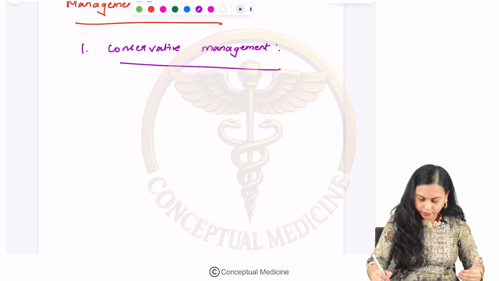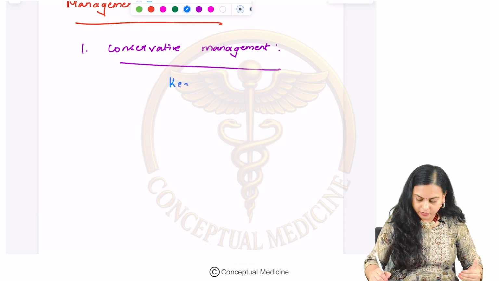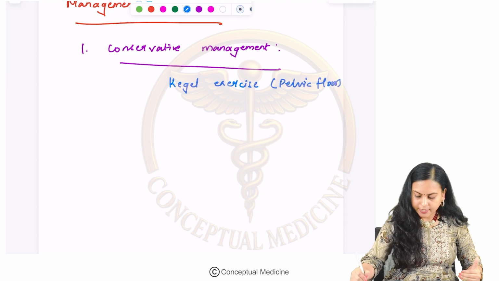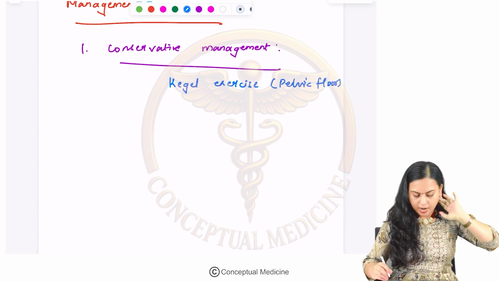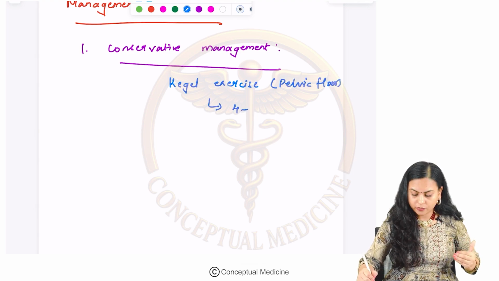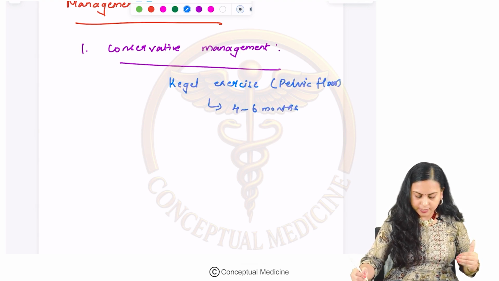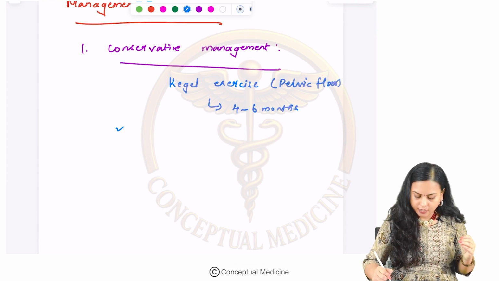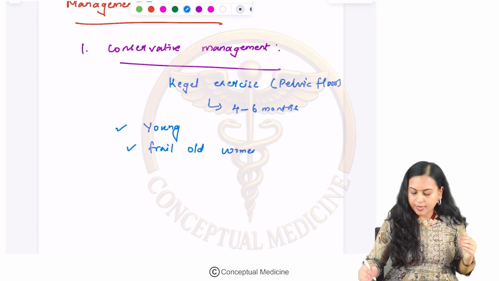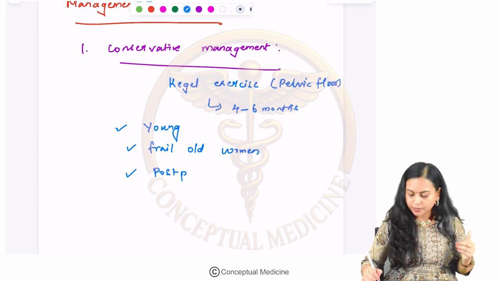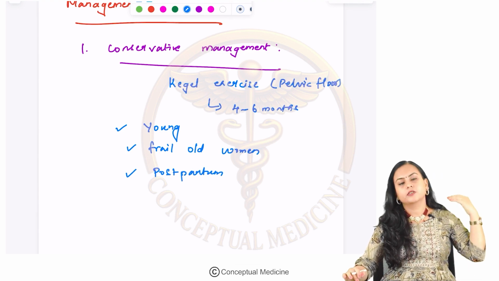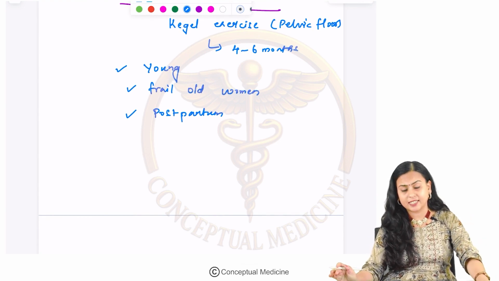We can offer them Kegel exercise, right? So, Kegel exercise, which is a pelvic floor exercise, can be offered for a period of 4 to 6 months, especially if the woman is young or a frail old woman, and in the postpartum period. Okay. So, this time you will offer Kegel's exercise.